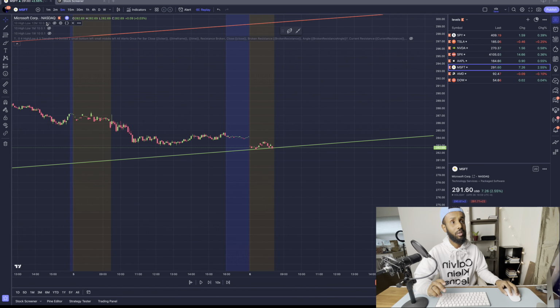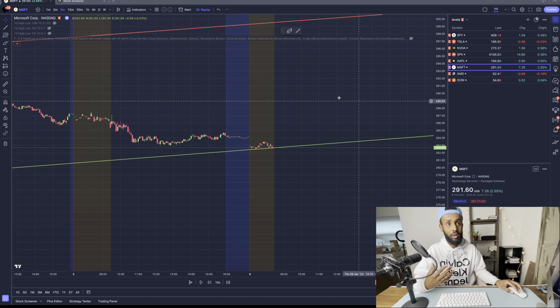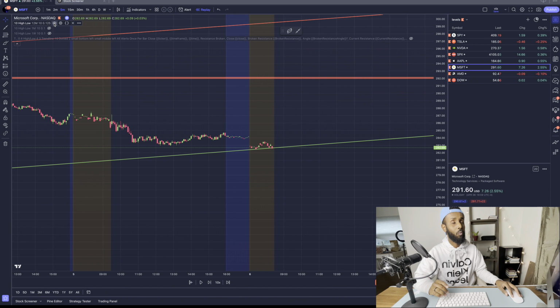Number two thing I do is I go to our next indicator, and this is the indicator that I created that finds our supply and demand zones, or our support and resistance levels. I turn that on, but I start from a higher time frame and work my way down. So I go to the 1 year time frame first, the 12-month, and we can see that there's a resistance up here at 291.99. No support that we can see on this chart.